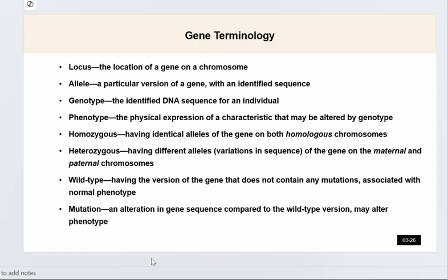So we have a locus, allele, genotype, phenotype, homozygous, which means having identical alleles, which is the version of the gene, on both the homologous chromosomes. Heterozygous is having different versions of the gene, which is a variation in the sequence of the gene on the maternal and paternal chromosomes. And then we have wild type and then mutations.